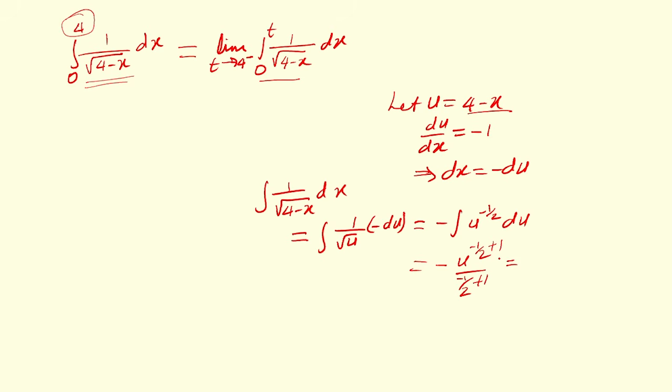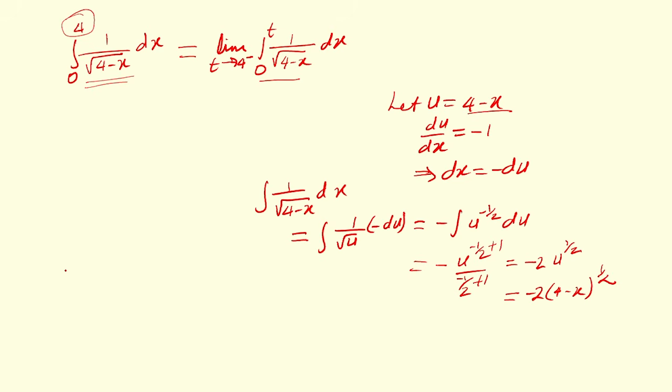-1/2 plus 1 is 1/2. So here we have the reciprocal of 1/2, giving minus 2 u to the power of 1/2. What is u? u is 4 minus x. So minus 2 times (4 minus x) to the power of 1/2.